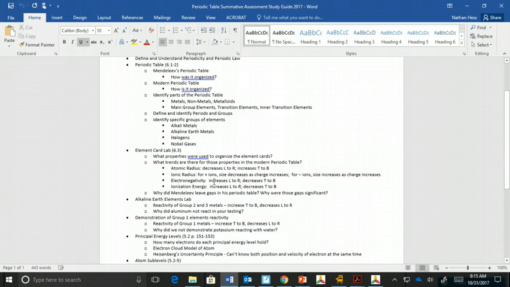Electronegativity, how attractive the atoms are to electrons, increases from left to right and decreases top to bottom. And ionization energy increases left to right and decreases top to bottom.